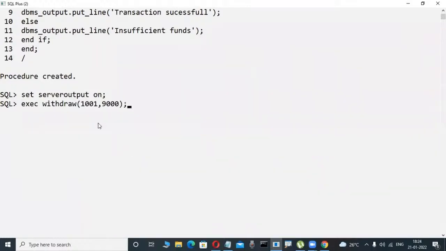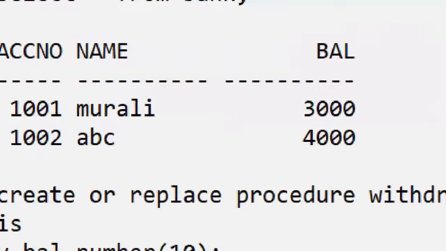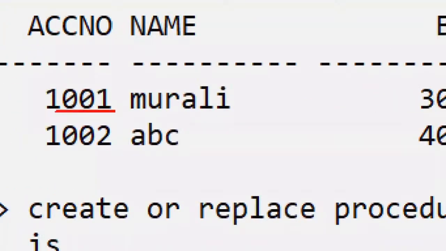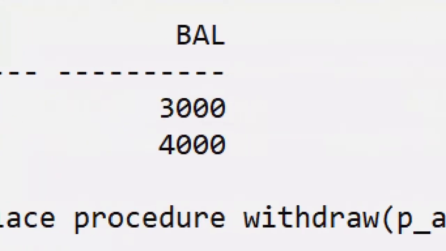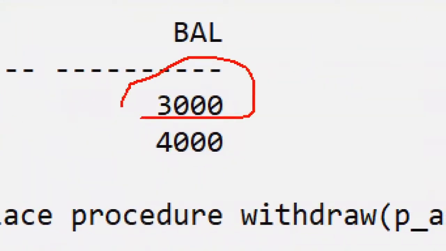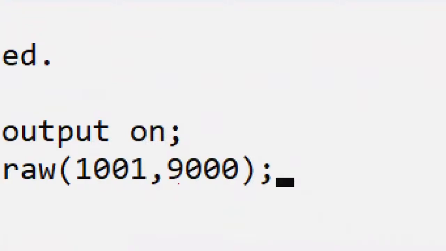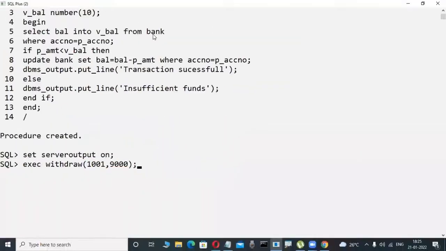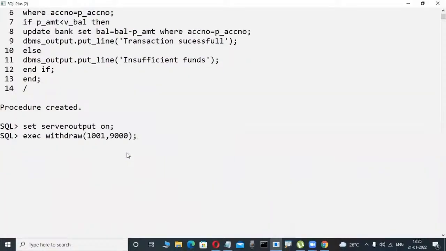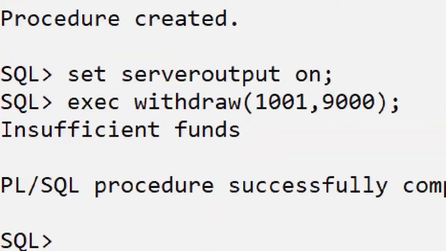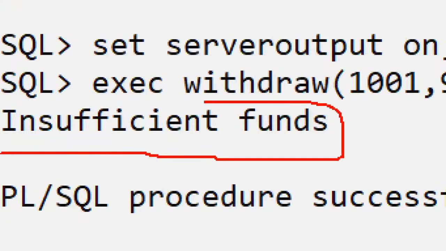Observe here, slowly, in this table. 1001 is my account number, Murali is my name. My current balance in the table is 3,000. Now, with account number 1001, I try to withdraw 9,000, because this is the program I'm writing. Is withdrawing 9,000 possible? No. So now it will give a message: insufficient funds. It will display the message or not?